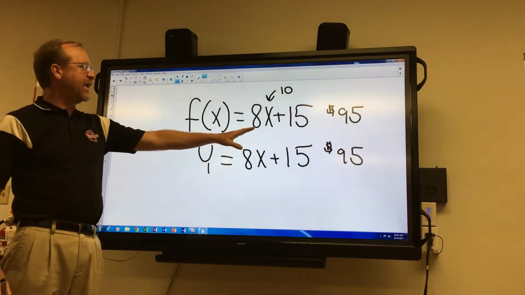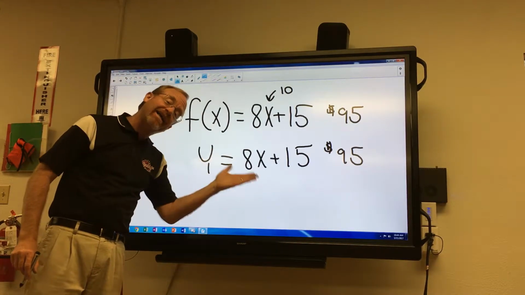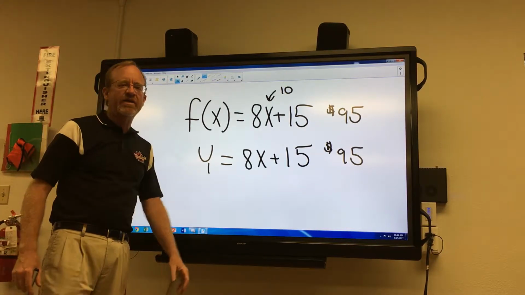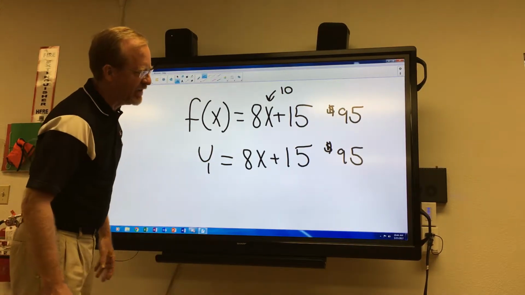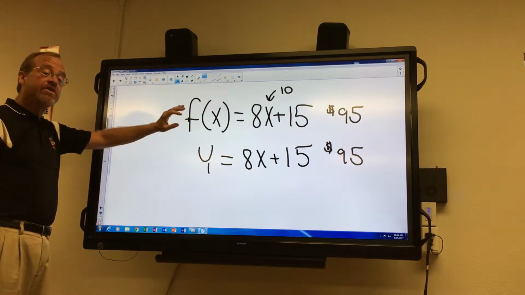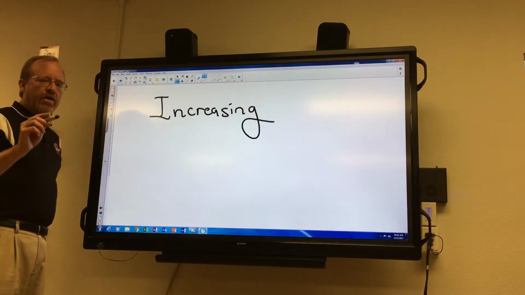f of x equals 8x plus 15 and y equals 8x plus 15 are exactly the same thing. Why do they do that? Because they're mathematicians and they have to make everything complicated. But it's not that hard. Just think, if you like, f of x is the same thing as y.